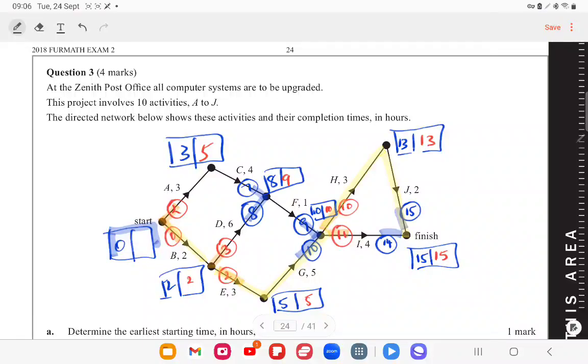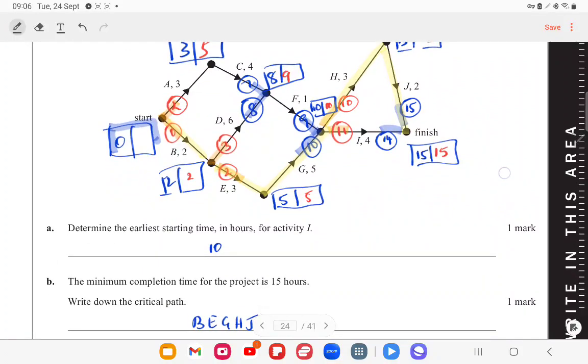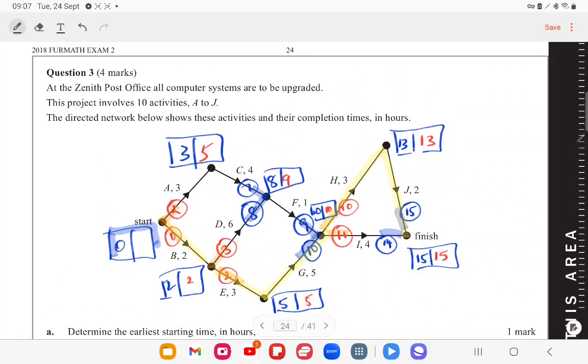Hi, today I'm going to be working on the 2018 Further Maths exam paper. I should be calling it General Maths Exam 2 paper. Question 3. This is a question on the earliest starting time, minimum completion time.